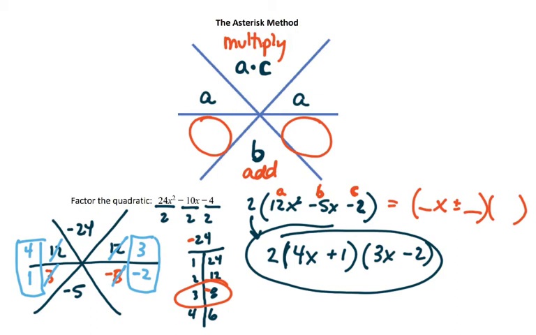It does take a little while to get used to this, but now we know that these are the 2 factors that when multiplied gave us 12x squared minus 5x minus 2, and then if we doubled it all, we would get back to the 24x squared minus 10x minus 4. So don't worry, we've got several more examples of this coming up. Want to make sure that we get this all straight in our heads.